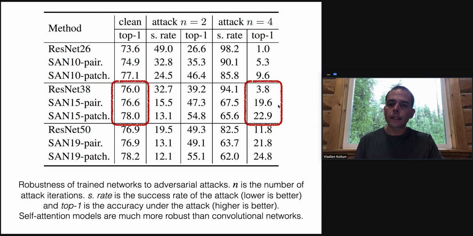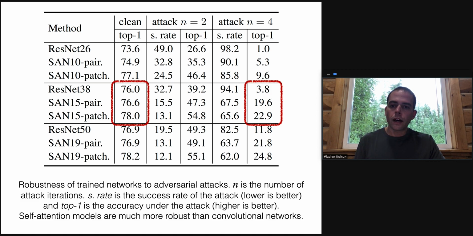Let's now look at the central row, the central block here, which are again the same kinds of models that we examined in the last slide, the ResNet 38 with corresponding self-attention networks. And let's look at the strongest attack among the ones we tried, which takes 4 attack steps.